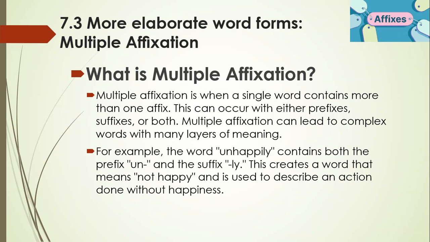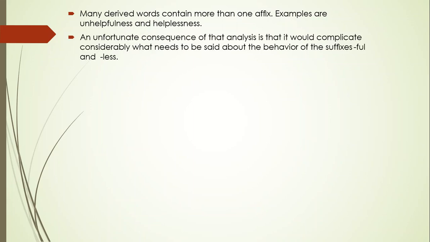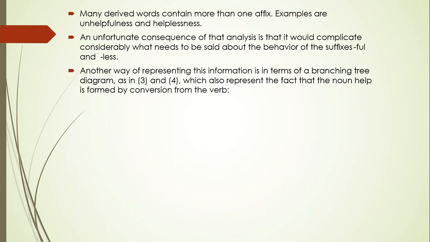Now let's go back to our book. Many derived words contain more than one affix. Examples are unhelpfulness and helplessness. An unfortunate consequence of that analysis is that it would complicate considerably what needs to be said about the behavior of the suffixes full and less. Another way of presenting this information is in terms of a branching tree diagram.